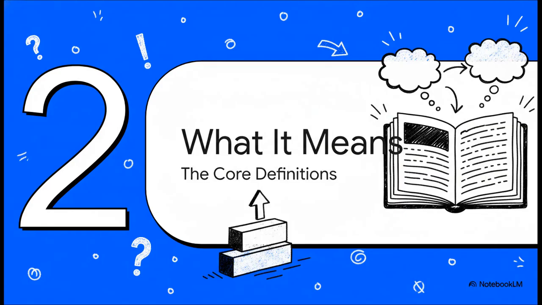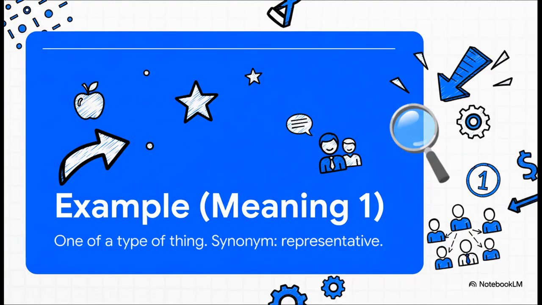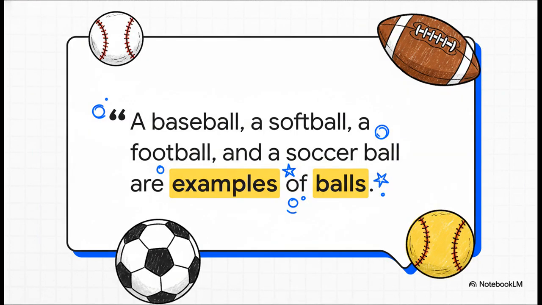All right, so we know how to say it. Now what does example actually mean? The Wiktionary entry breaks it down into two main definitions. So the first meaning is the one we all use every day, right? An example is just one thing that stands for a whole group of things, and the synonym they give, representative, really hits the nail on the head. And here it is in action. This sentence is perfect. It uses specific items, a baseball, a football, to represent that whole big category of balls. It's simple, clear, and just works.